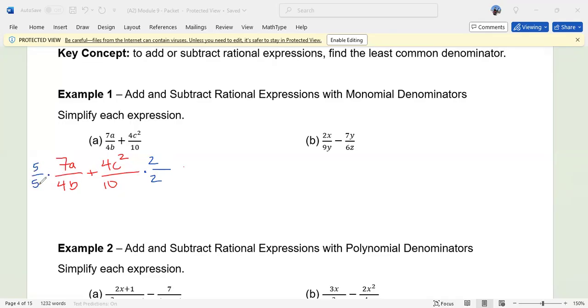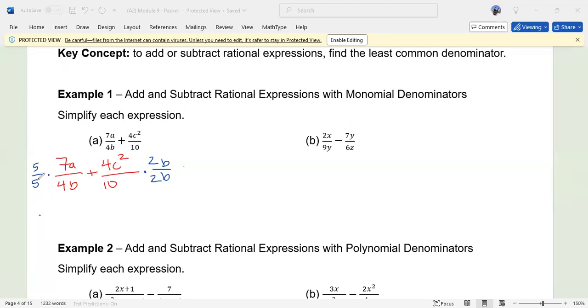Now, if I multiply this one here, this will give me 20b. And if I multiply this one here, I get 20. One is 20b, the other is 20. We need to also include a b on this one. We essentially have to have the denominators be the same thing in order to be able to simplify and combine these fractions.